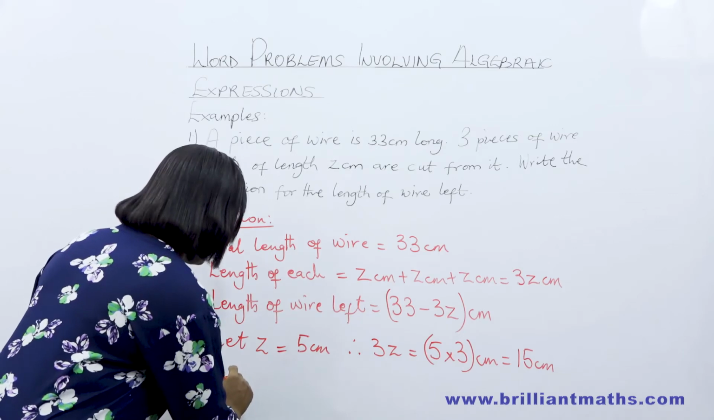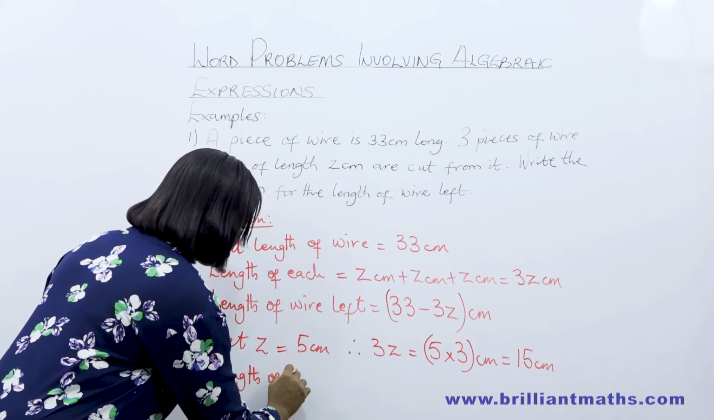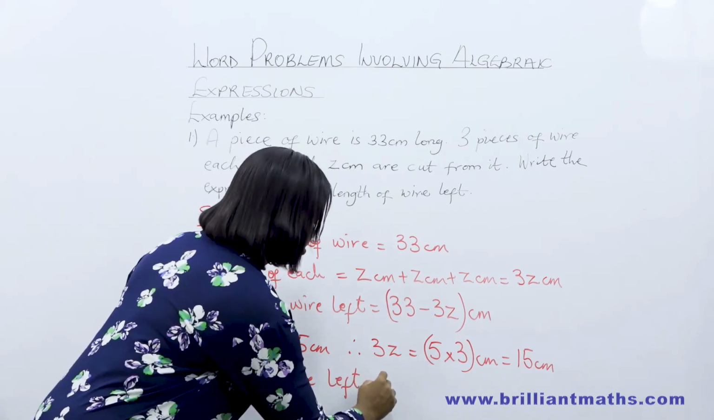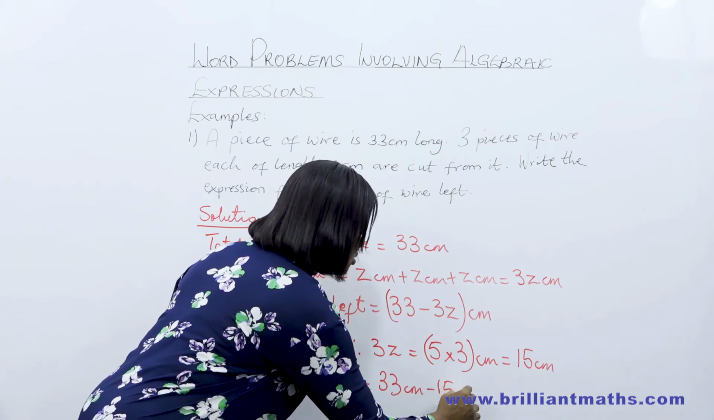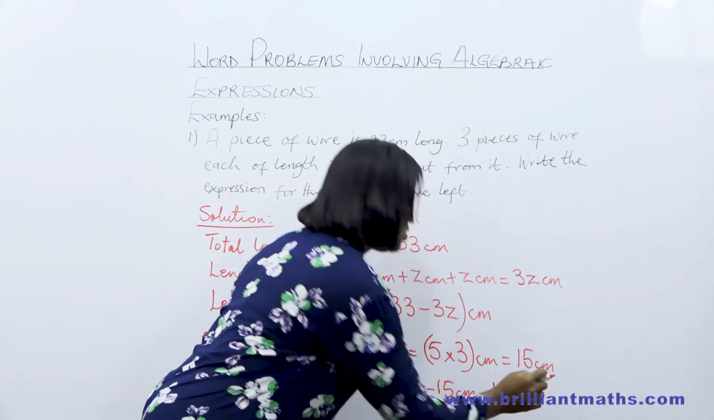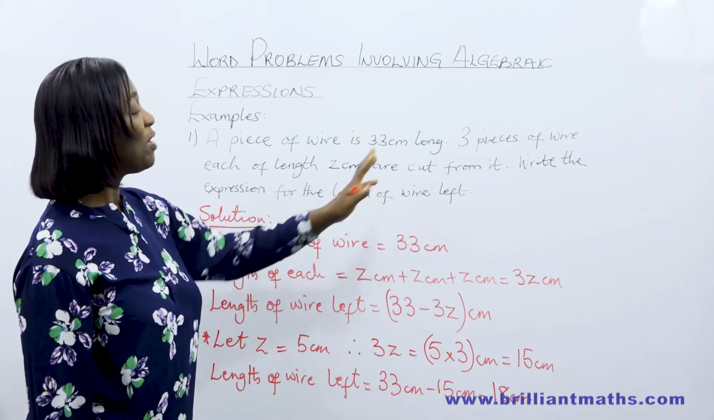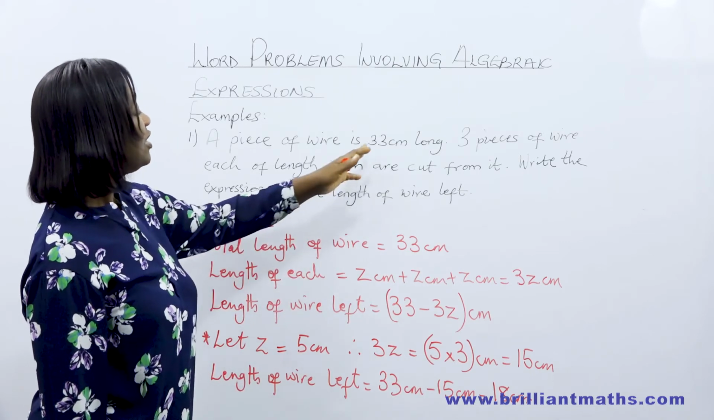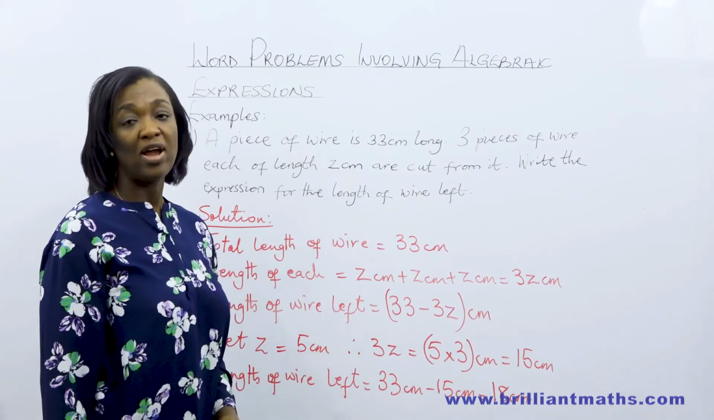So now we have length of wire left is equal to 33 centimeters minus 15 centimeters, and that would be equal to 18 centimeters. So if z is equal to 5 centimeters and we cut out 3 pieces of wire 5 centimeters long from 33 centimeters length of wire, we would have 18 centimeters of wire left.